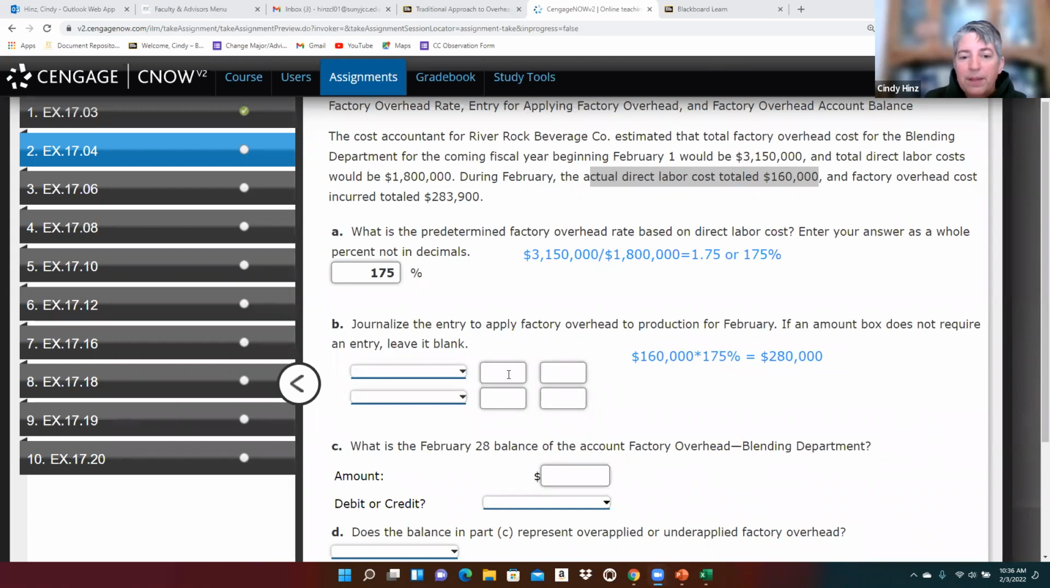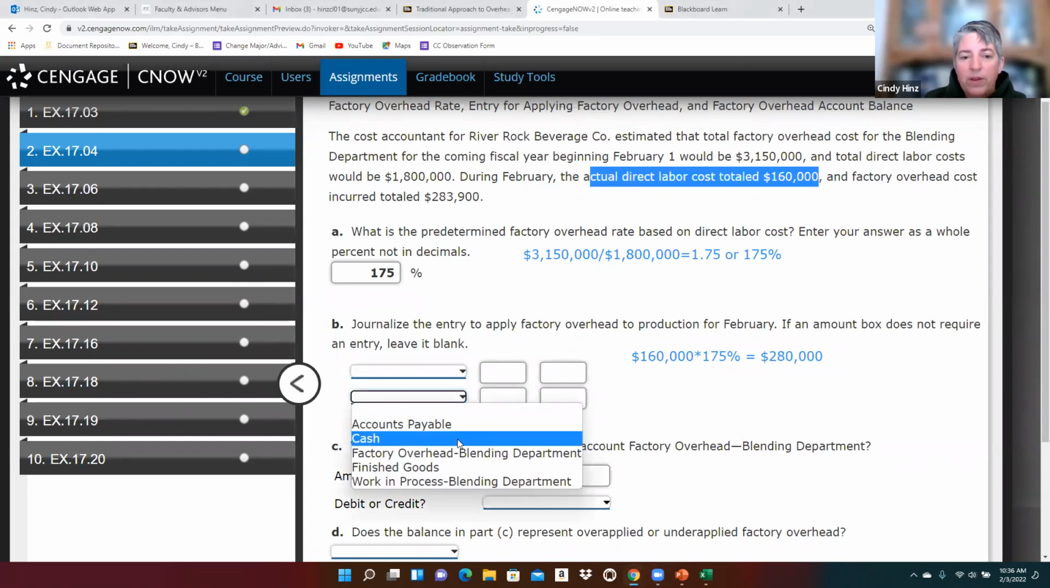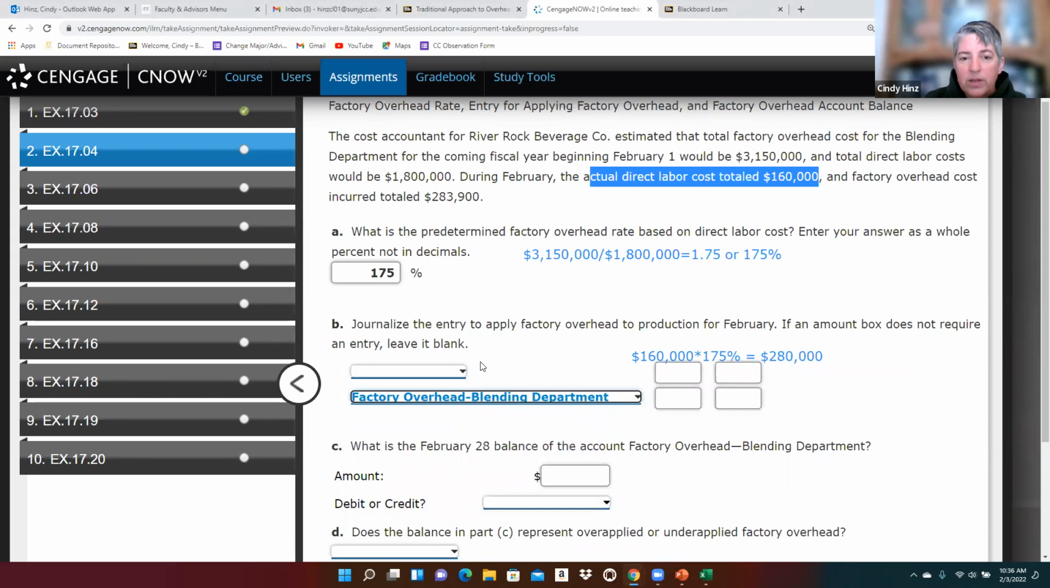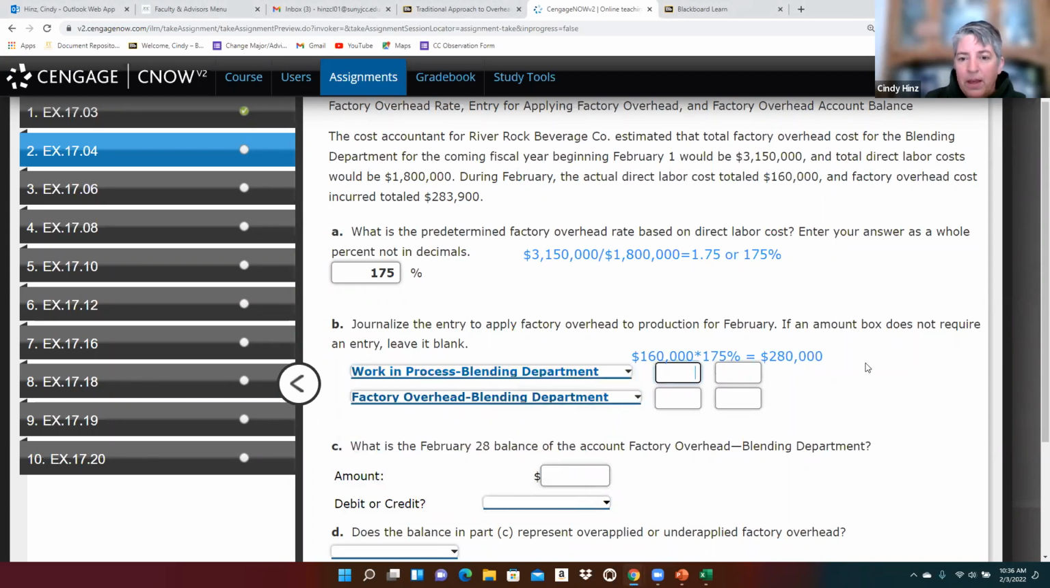So how do we apply factory overhead? Well, we move it out of the overhead account and into work in process. And the dollar amount is the $280,000 that we just calculated. So applying overhead means that we move it out of the overhead account and into work in process.